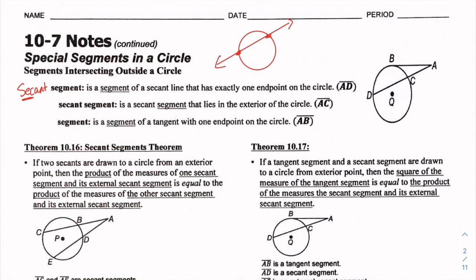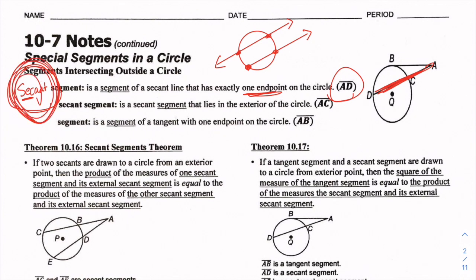Now a secant segment is really the same thing, but it has one endpoint. That one endpoint would be on the outer part of the circle here. So that's one example. Another example is AD right here. This is a secant segment. So it's not too big of a deal. Honestly, just remember that it's a secant. It hits the circle twice.